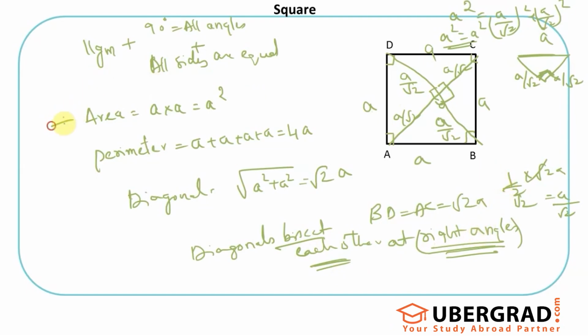As we have been talking about, we have been only talking about these four things: area, perimeter, diagonal, and diagonals bisecting each other. That's the only thing we're talking about, and the basic fundamental definition.